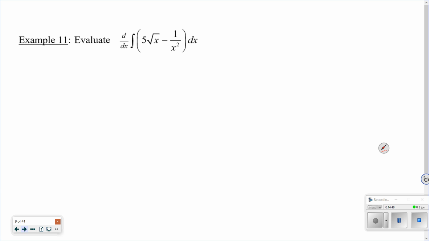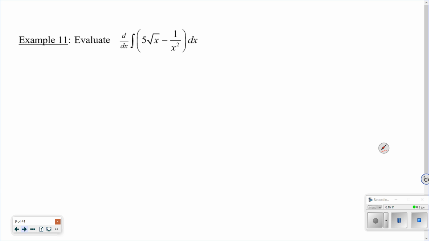So here's one. Think about this for a second. It says, what is the derivative of the integral of 5 square root of x minus 1 over x squared? So just think about what would happen here. If I want to take the derivative of an integral, hopefully you're thinking, inverses, inverse functions. They're going to cancel each other out.